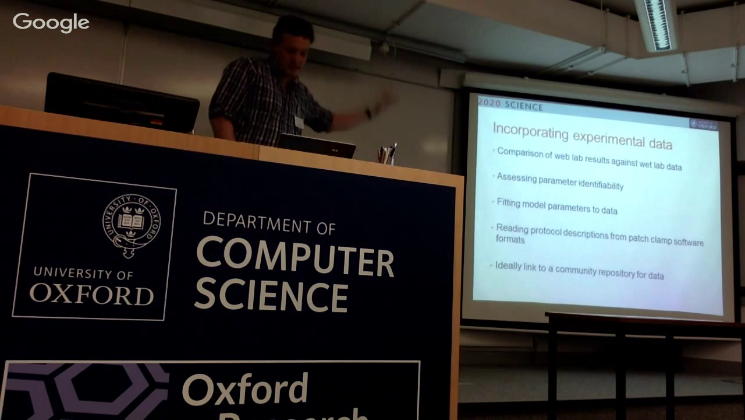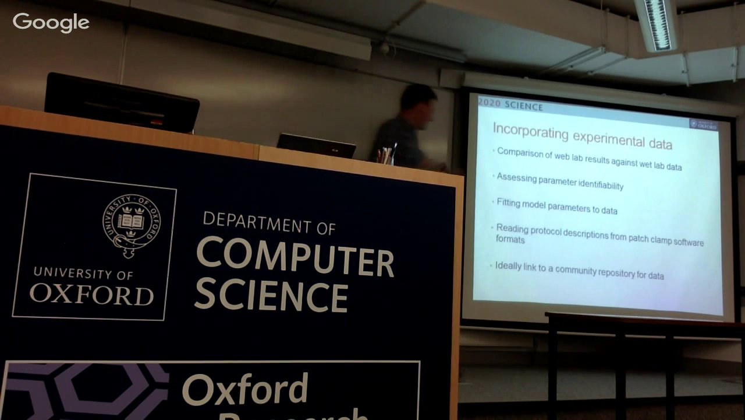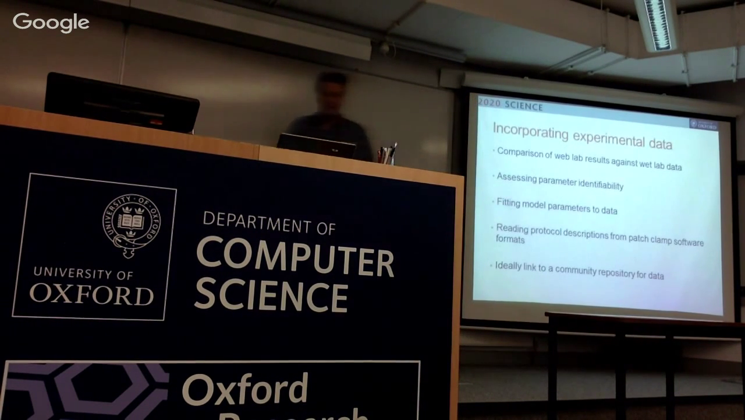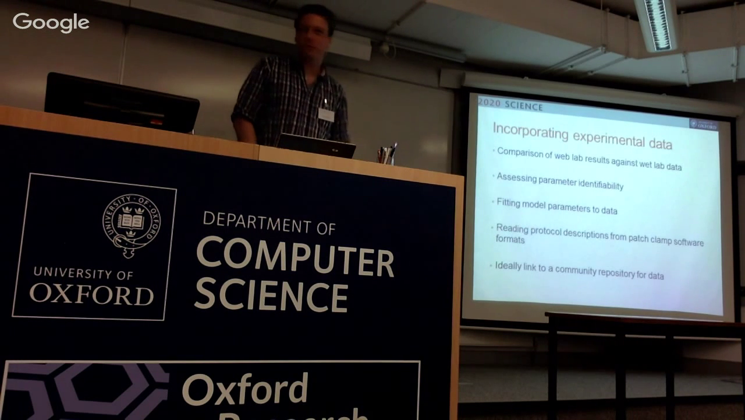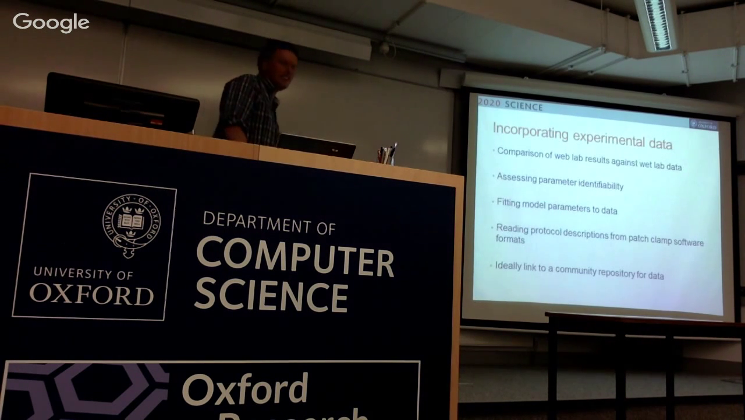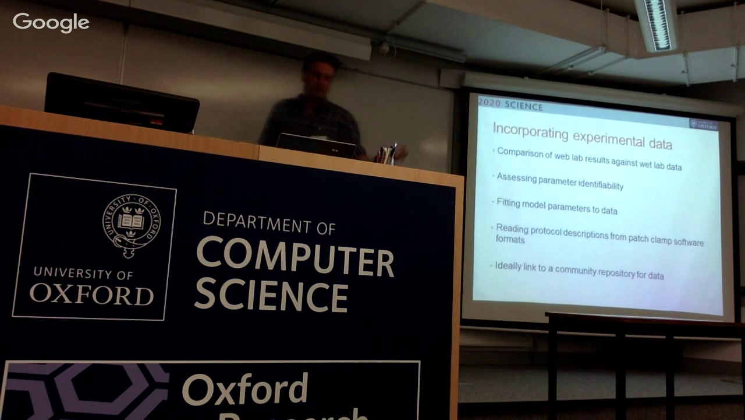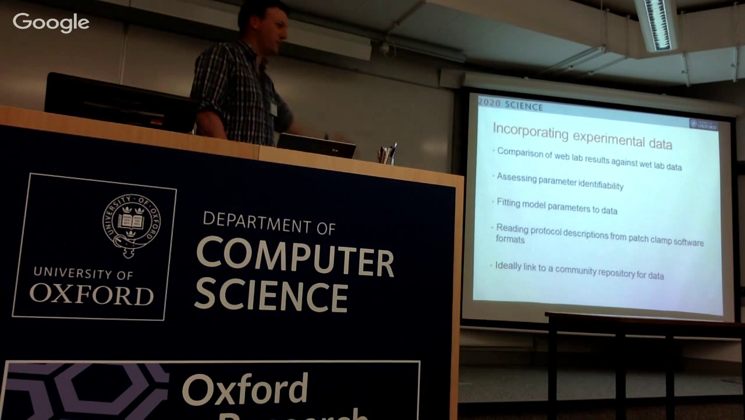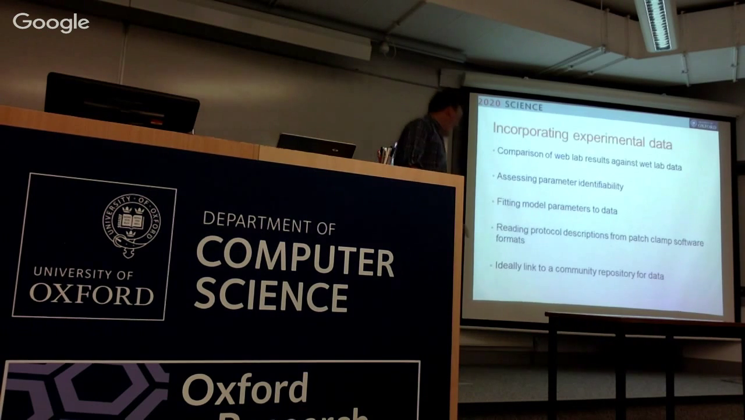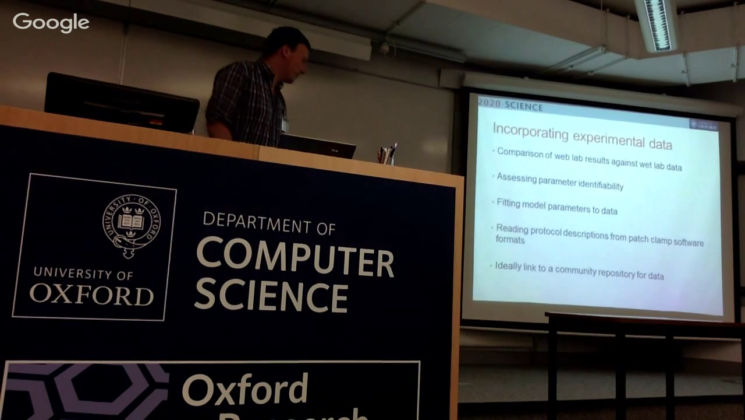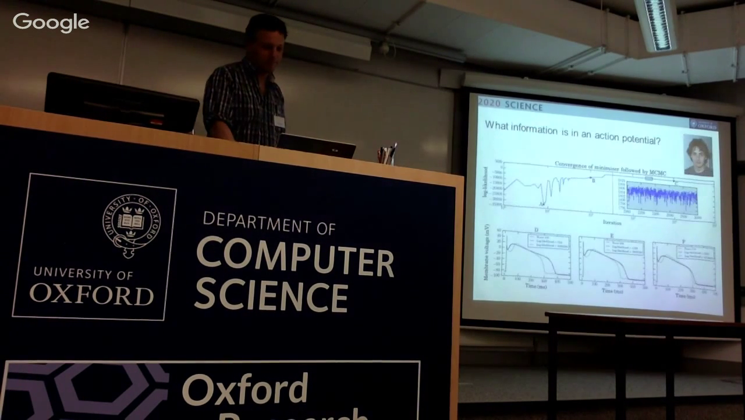The rest of this talk will discuss some of these bits: how we might assess what an experiment can tell us about parameters, and how we might actually try and fit parameters. One thing that's been suggested by an experimentalist is that he'd quite like it if you could read directly from his patch clamping software what the voltage protocol was, and just run that automatically. And really, we don't want to be storing all the data, and we want to try and link to some community repository for that.